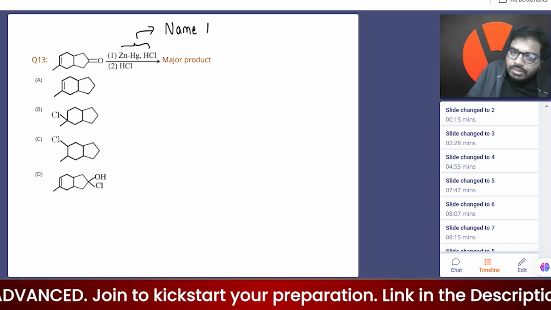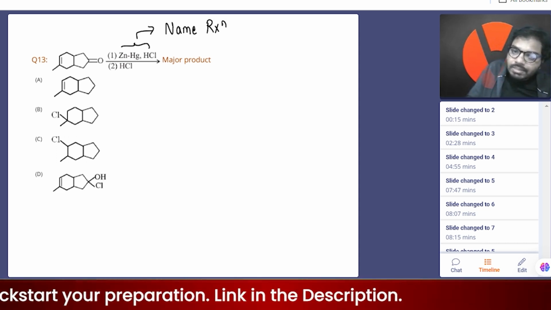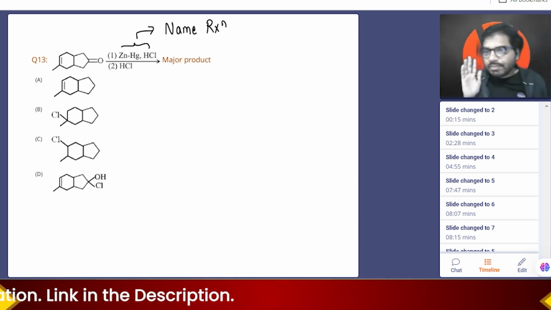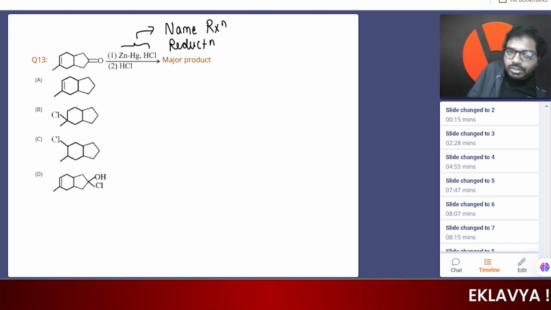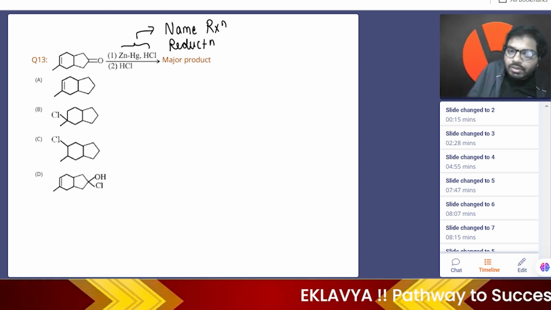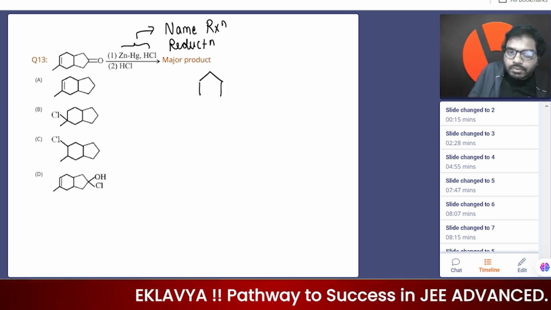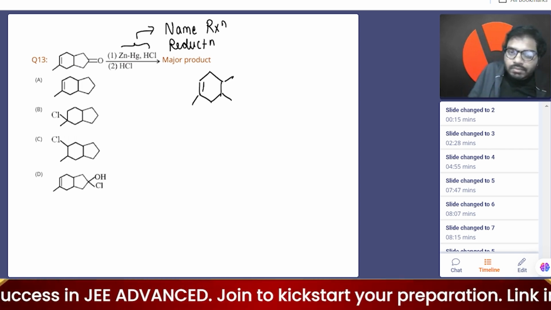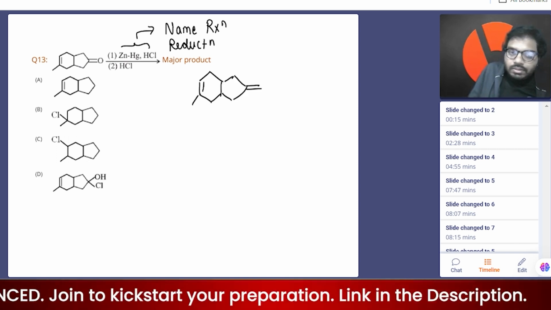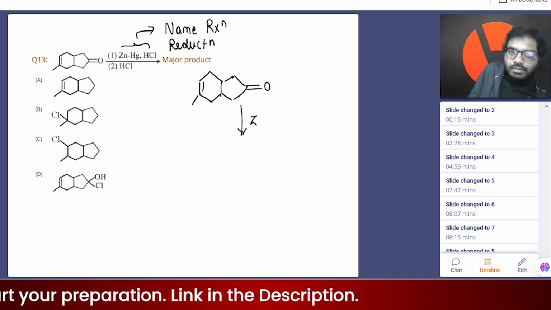This is again a name reaction, and this name reaction is from the NCERT, which is very, very important. So Zn-Hg/HCl is there. It undergoes reduction, so reduction of the carbonyl compound occurs. So what will be the product formed? We will check one by one. So this is our given substrate here.